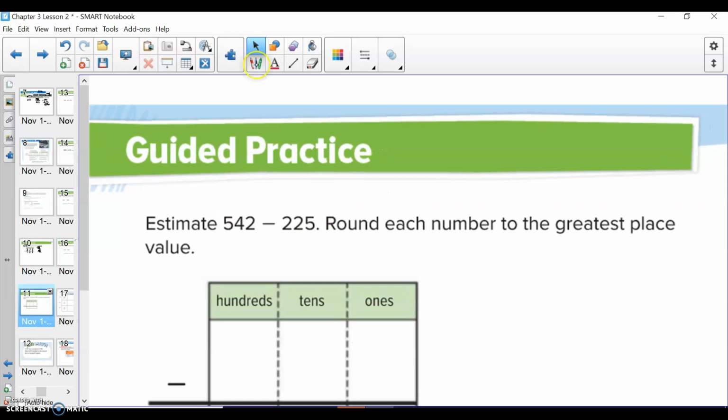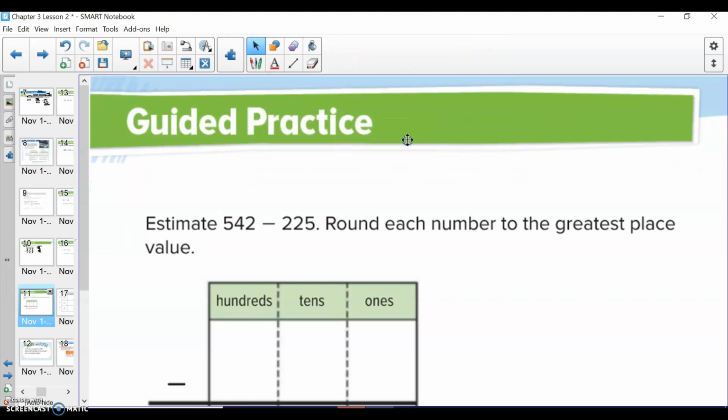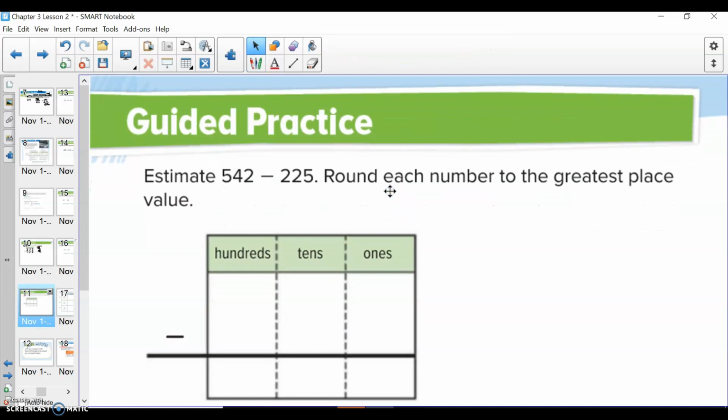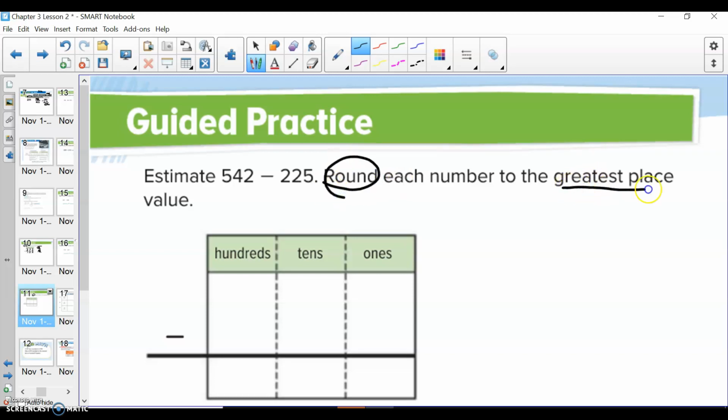Let's try this one together. Whoops. It says estimate 542 minus 225. Round each number to the greatest place value. Now this time it did not tell us tens, it did not tell us hundreds. It told us instead greatest place value.